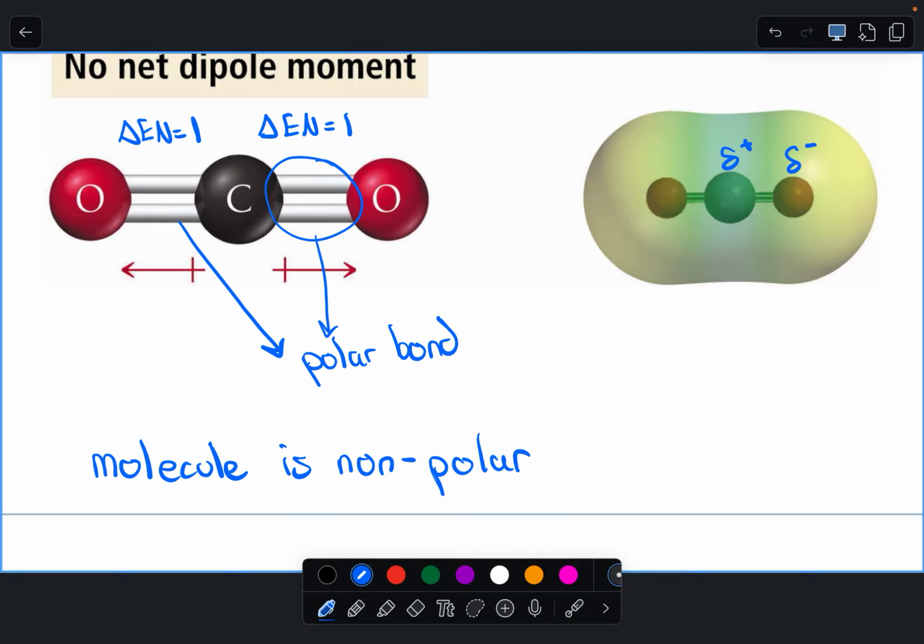I think it's important to say it clearly and put it in words so that it's in your notes in words, because it mixes people up. If you have polar bonds, which we do, if they are oriented in a way that allows them to cancel each other out, then we would say that the molecule is nonpolar. So it's fine that they have polar bonds, but they're oriented such that they can cancel each other out completely.